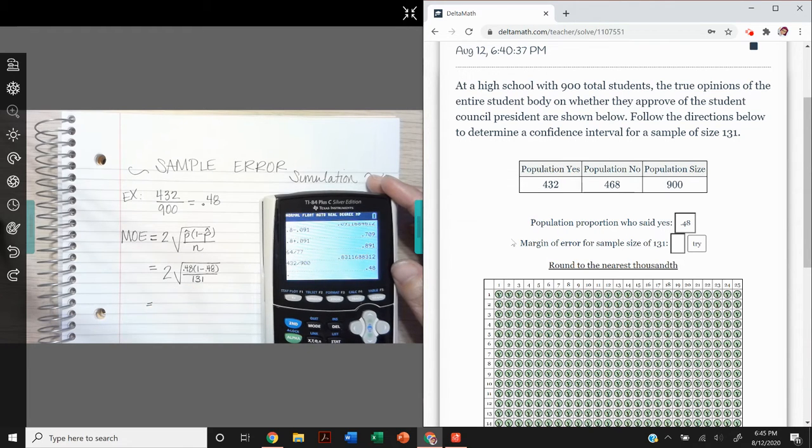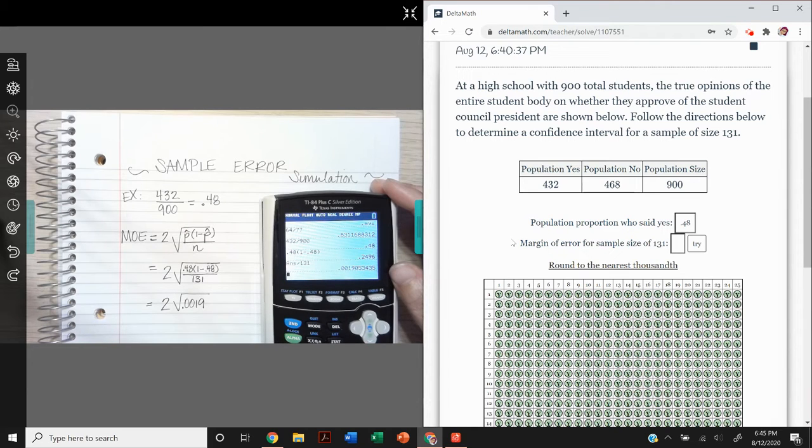So I'm going to type in what's underneath the radical first. And if you're using a graphing calculator, this is good practice. So 0.48 parentheses 1 minus 0.48. So there's the value for my numerator. I'm going to divide that by 131. So that value is what's underneath the radical. So if I were to write that, it would be 2 times the square root of 0.0019, and it would keep going.